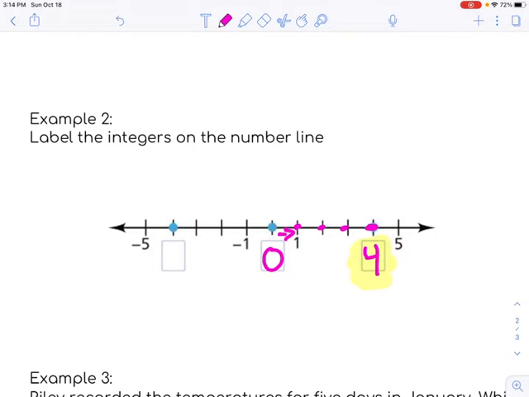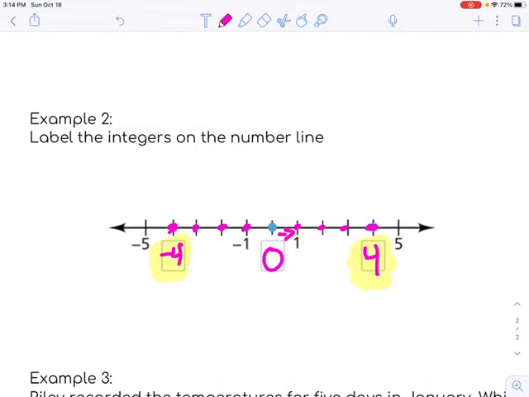And now let's look at the opposite side, the left side. What integer is missing right here, right before negative 5? Well, again, we're going up by 1s. So negative 1, negative 2, negative 3, and negative 4.